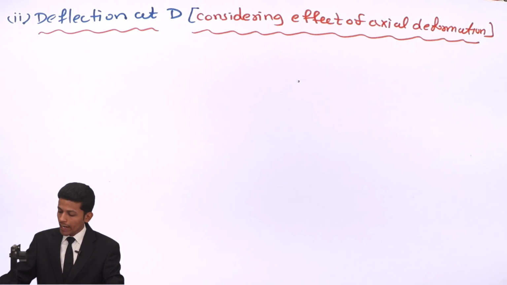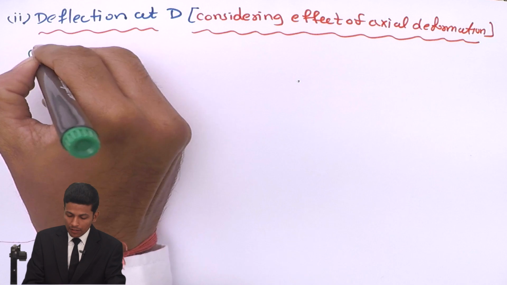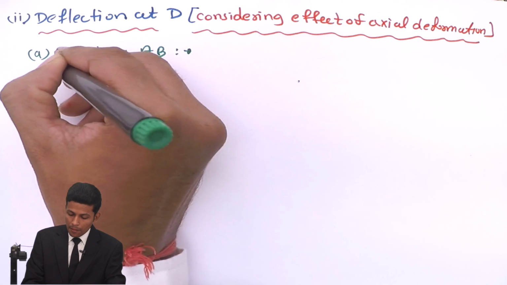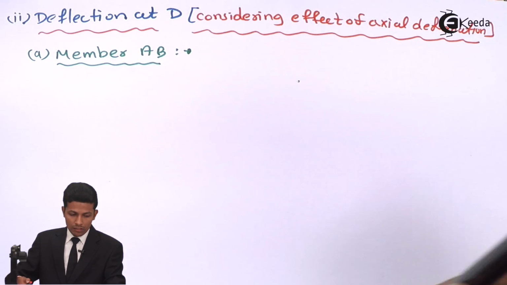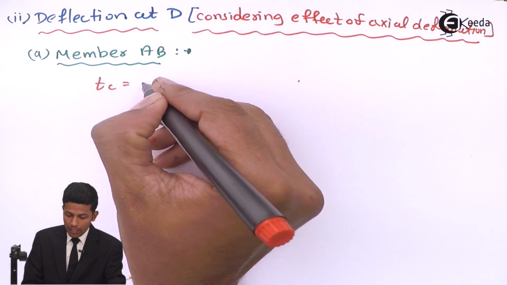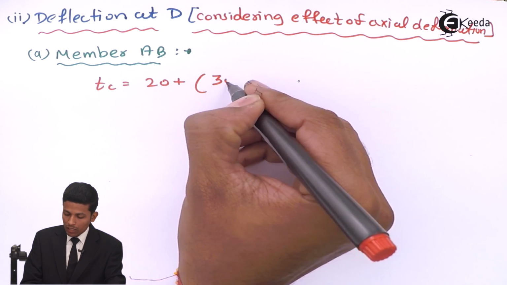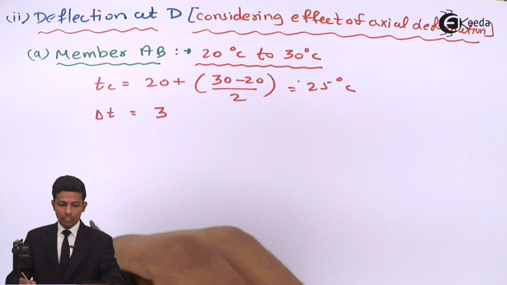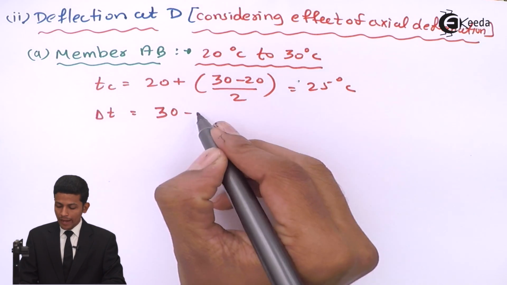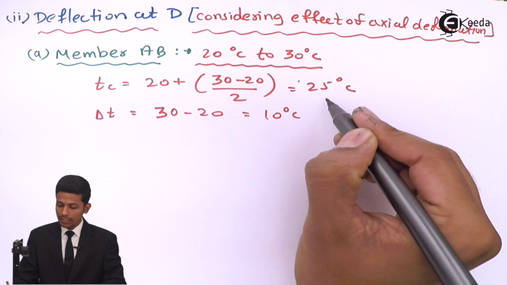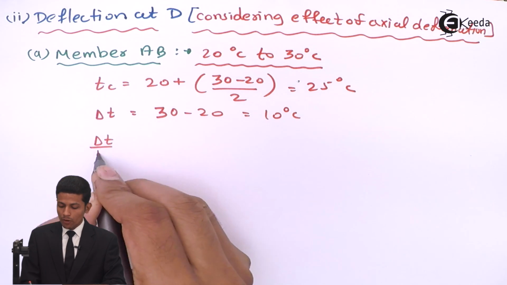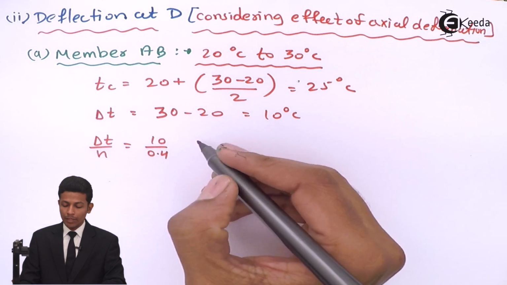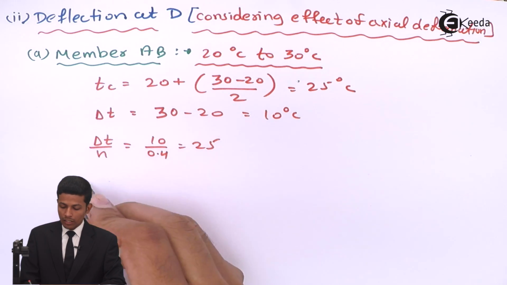Now. First of all, what you have to write, see, member AB, as you all know your TC will be (20 plus 30) upon 2, which is equal to 25 degrees Celsius. Now friend, delta T will be 30 minus 20 is equal to 10 degrees Celsius. After that, delta T upon H will be 10 divided by 0.4. This is 400 mm. We have to convert in meter. It will come 25. Okay. Now area.